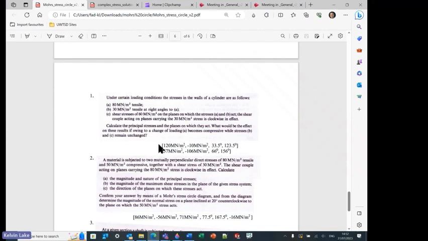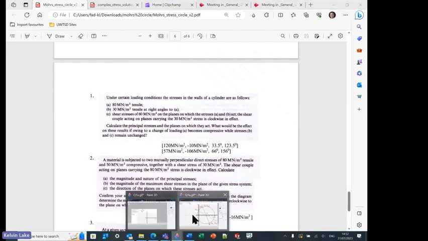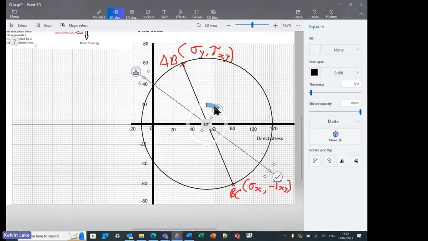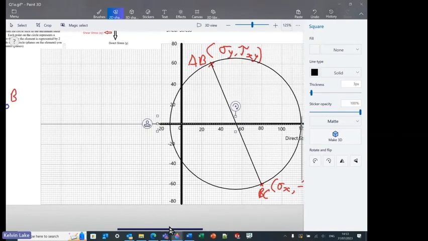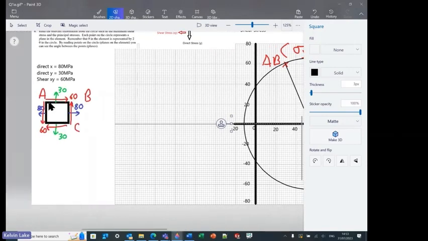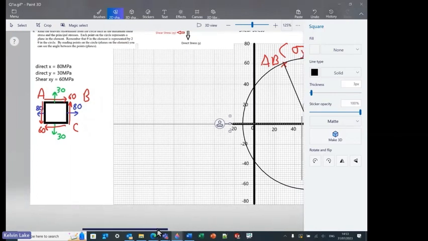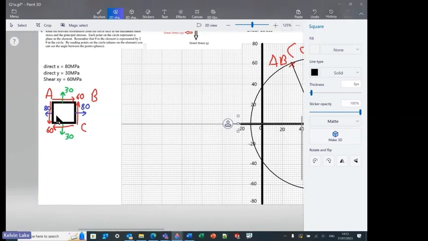Okay, so we need to take that angle and halve it. That angle here was 67 degrees, so the actual answer would be 33.5 degrees. From plane BC, we would go 33.5 degrees anti-clockwise to get the maximum principal stress. So from plane BC, this vertical plane, we would go 33.5 degrees anti-clockwise to the plane where our principal stress occurs.